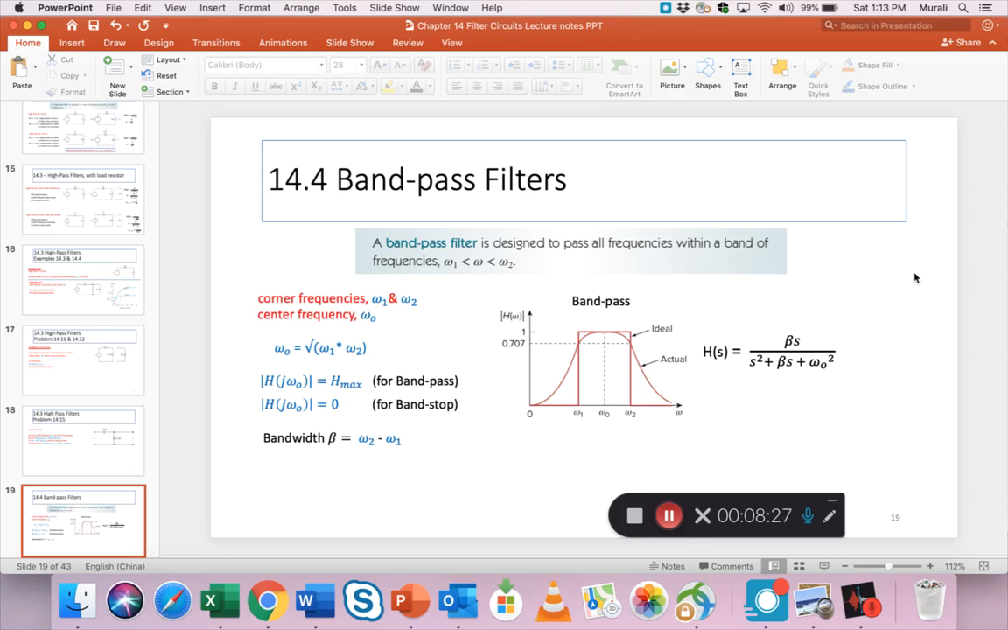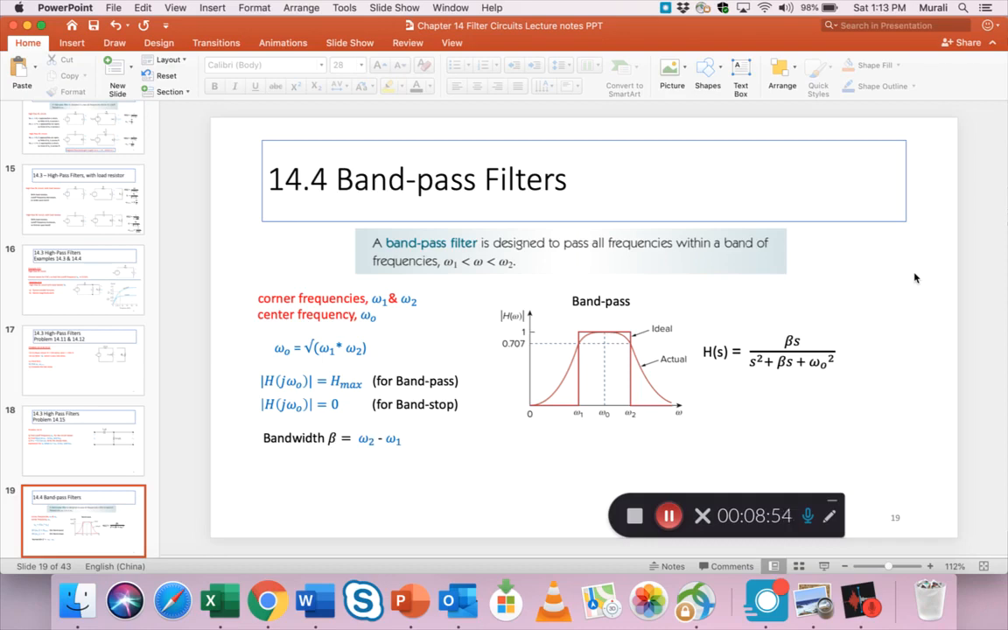Okay? Lastly, to the rightmost, you notice that the transfer function, if written in S form, S domain, is beta S, and beta is the bandwidth. Sometimes beta is used, sometimes B is used for bandwidth, but bandwidth appears in the top, and then you have S square plus beta S plus omega 0 square.